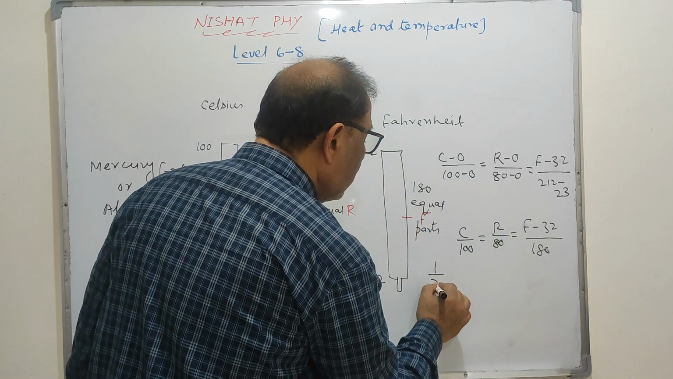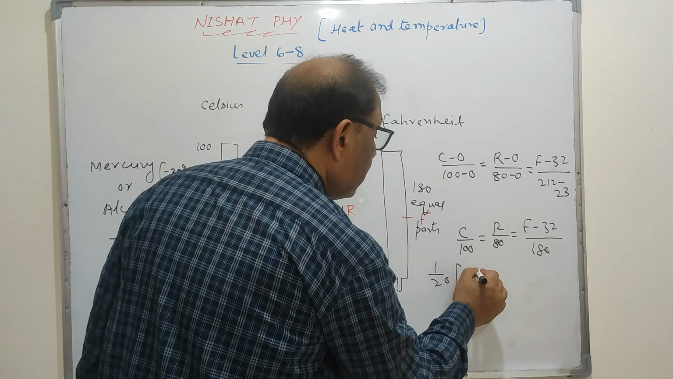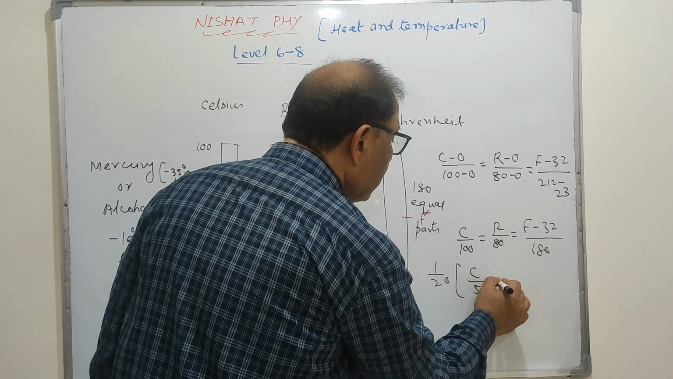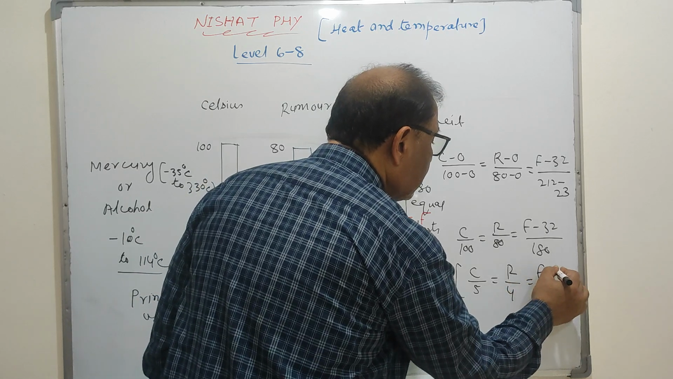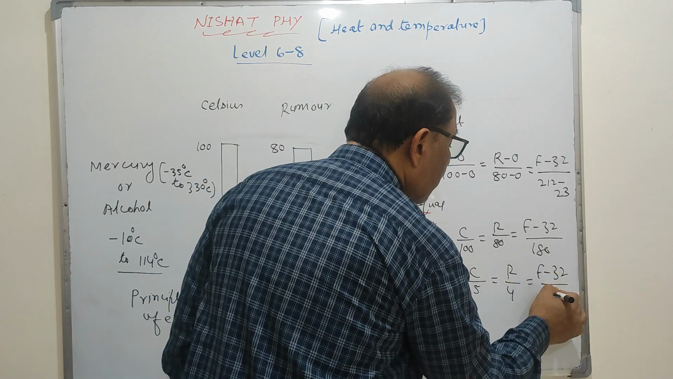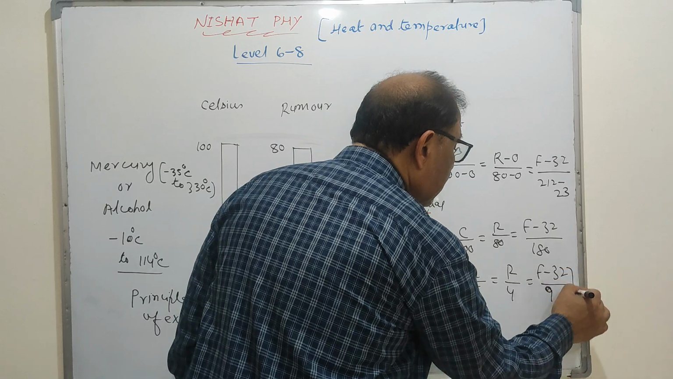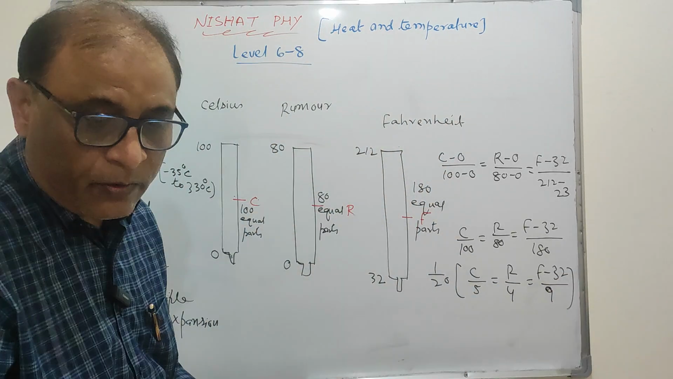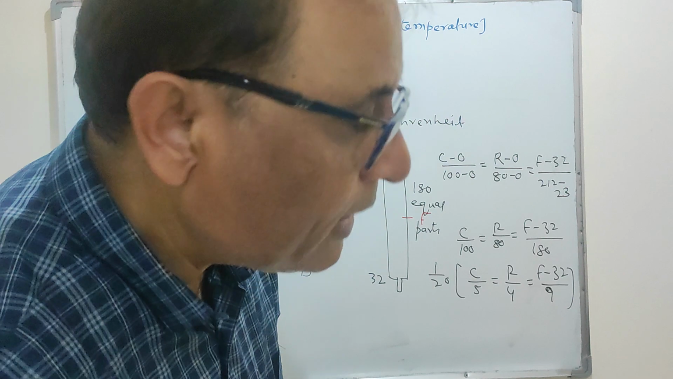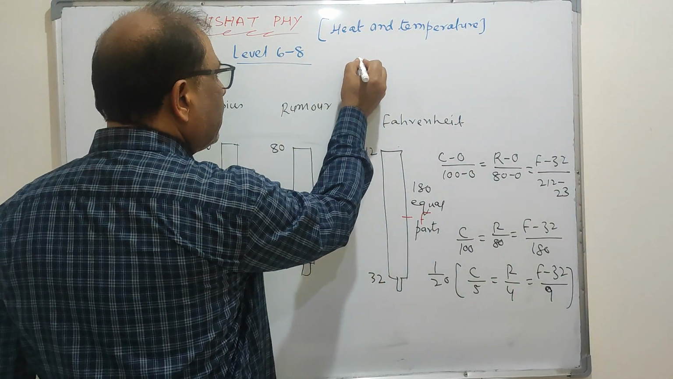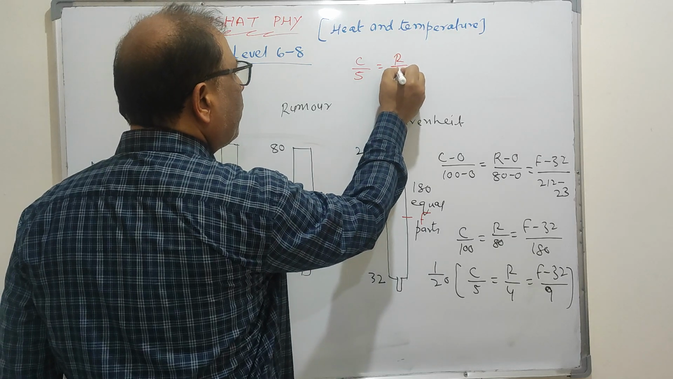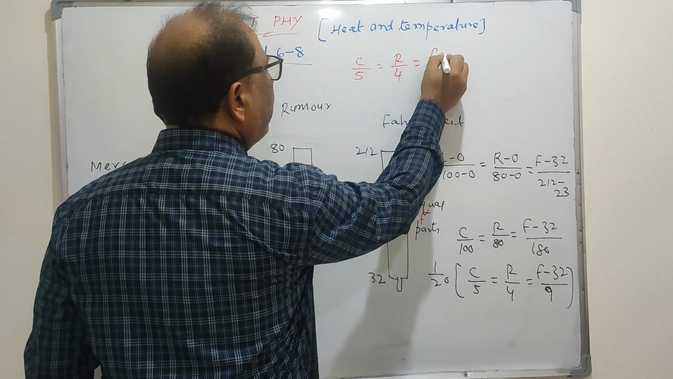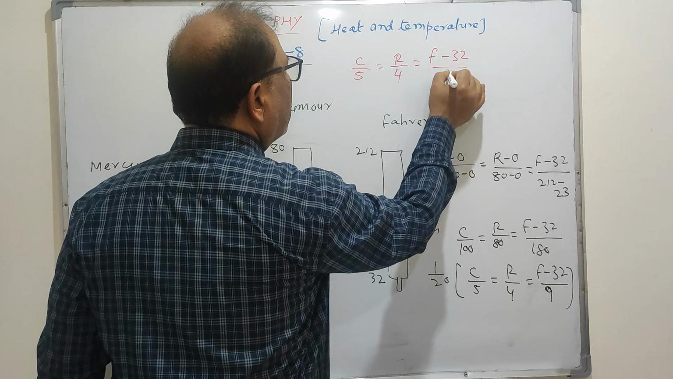Take 1 upon 20 common, then what do we get? C upon 5, R upon 4 equal to F minus 32 upon 9. So finally we can make a formula, a relation here: C upon 5 equal to R upon 4 equal to F minus 32 by 9.